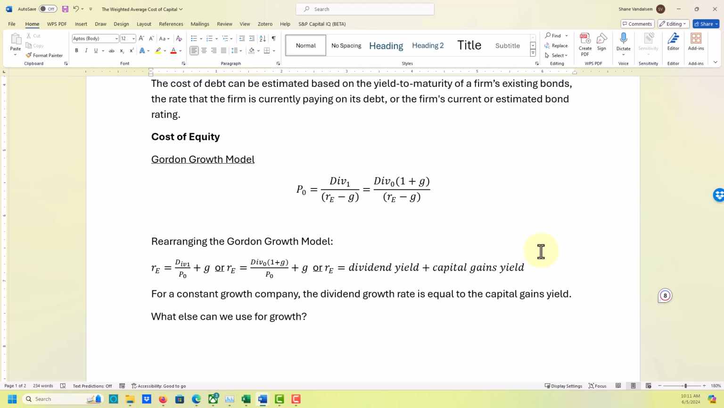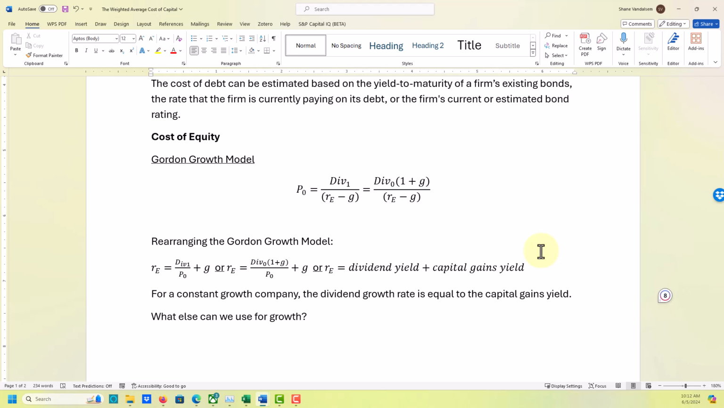The next part is the cost of equity, or the required rate of return for equity. The cost of equity is the rate of return required by investors in the common stock of the firm. Now, it's not the return that they're probably actually going to get, but it's what they're requiring or what they expect to receive in order to induce them to invest in the firm's stock.